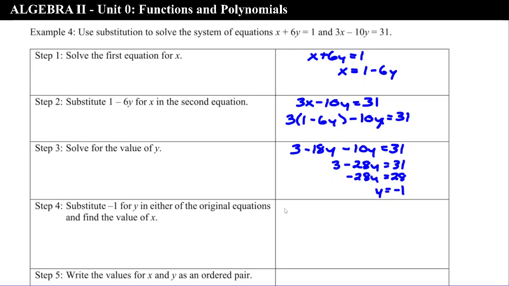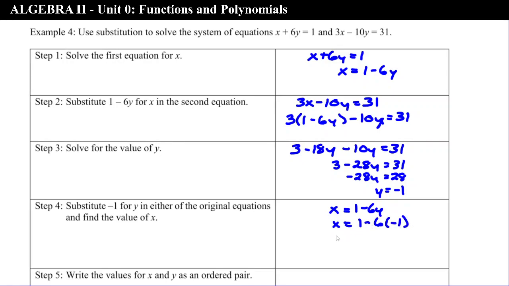Now we just need to find what x is. So we can substitute negative 1 in for y in either of the original equations. It doesn't really matter. But since we were just working with this one, let's go back to the other equation, because the other equation's already solved for x, right? So let's just take where we left off on the other equation, and let's just finish off finding what x is by substituting negative 1 in for y.